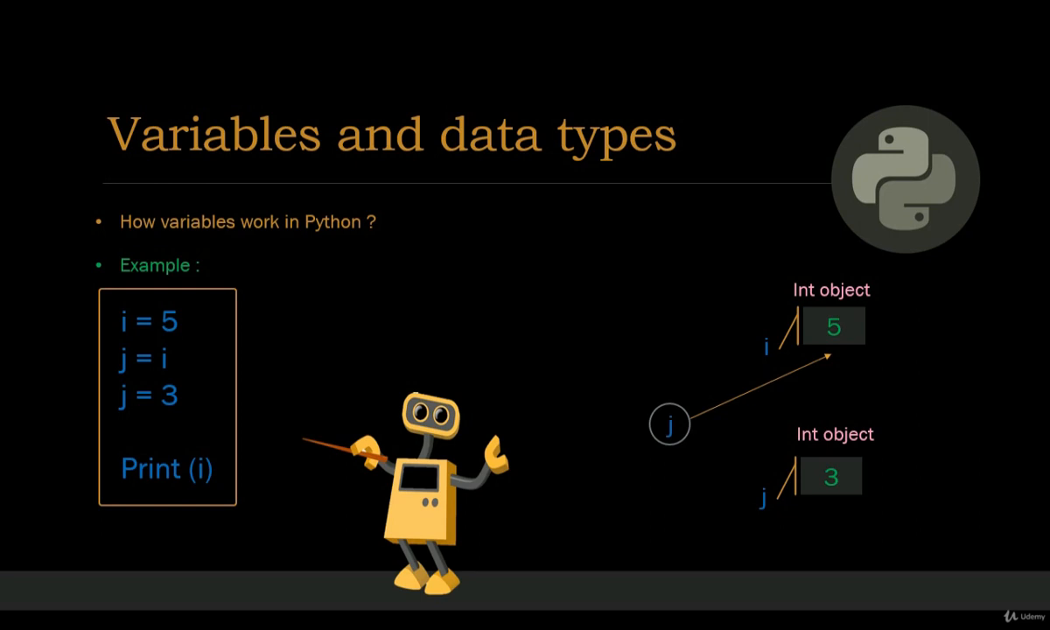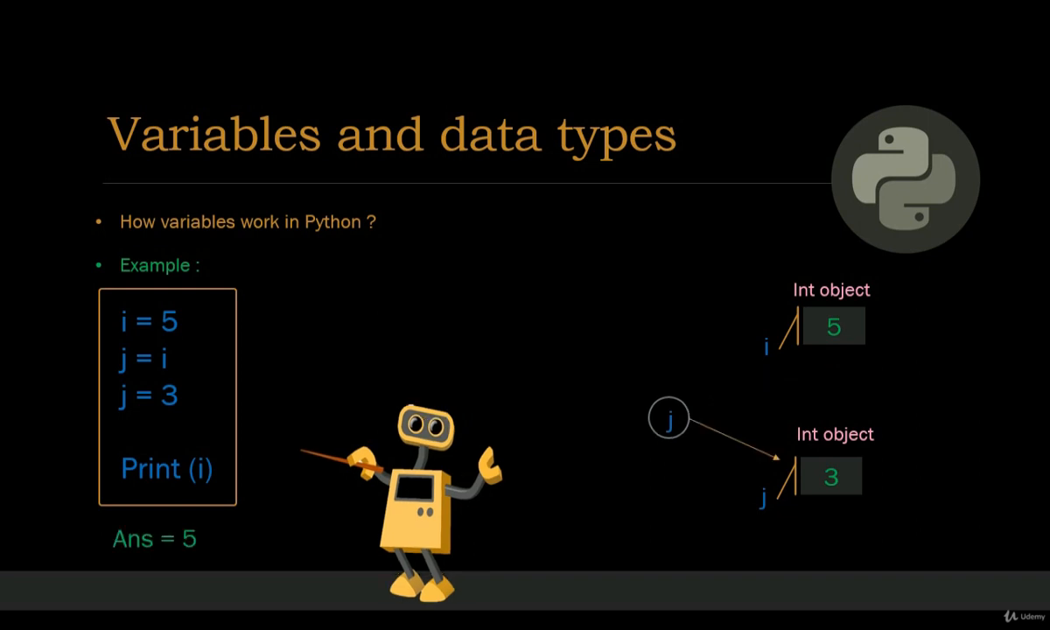Now we do something like j equal to i. What it does is bind j to the same location to which i is bound, that is the int object. Now we do something like j equal to 3. It creates another int object, puts the value 3 in it, removes the pointer of j from the earlier object and makes it point to the new location. So when you print i, i still points to the original object, and in this case it will print 5. This is how variables work in Python.